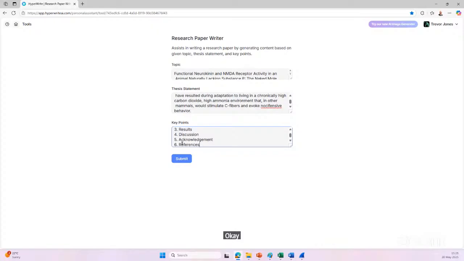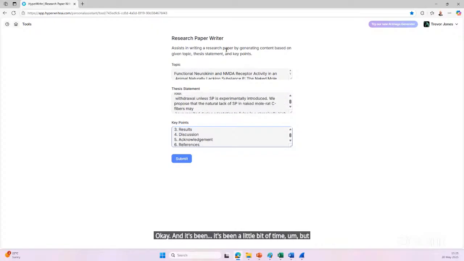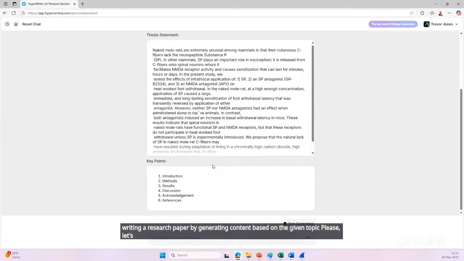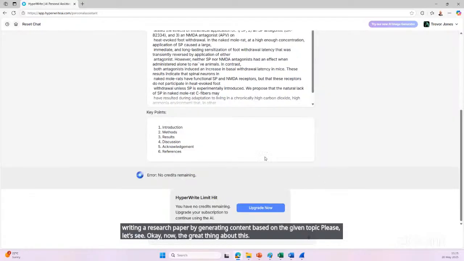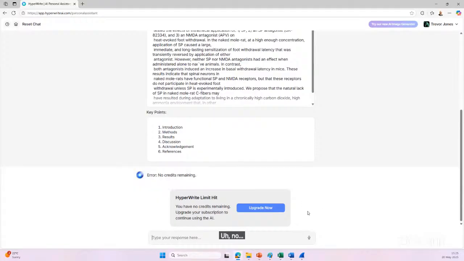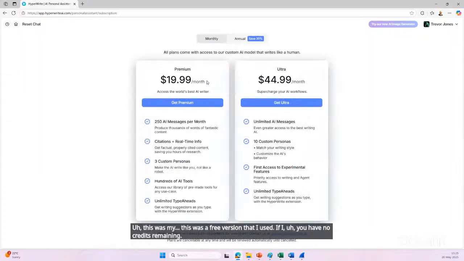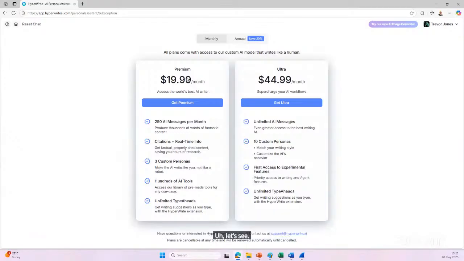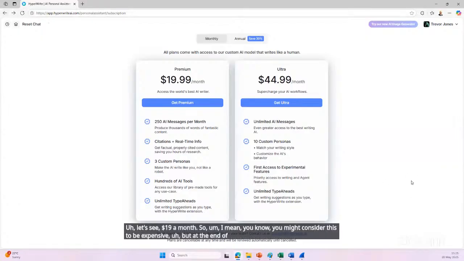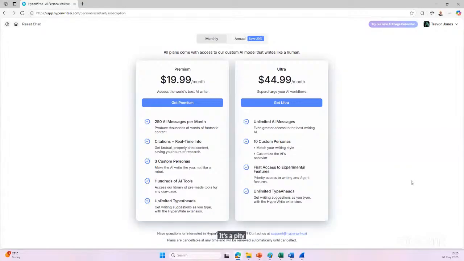Okay. It's been a little bit of time, but assist in writing a research paper by generating content based on the given topic. Please, let's see. Okay, now the great thing about this, no, crumbs. This was the free version that I used. I have no credits remaining. Let's see, $19 a month. So I mean, you might consider this to be expensive, but at the end of the day, trust me, the amount of time and effort that goes into a research project, this will at least give me the outline thereof. It's a pity, but these services are all available.